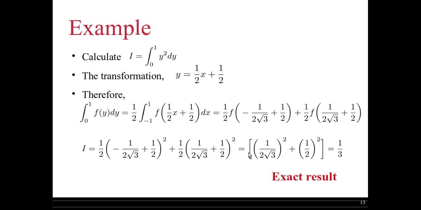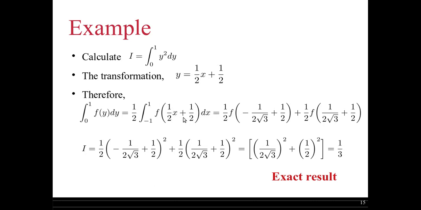It is very easy. So for example, let us calculate I equals the integral from 0 to 1, so this is not -1 to 1, this is 0 to 1, of y squared dy, so its answer is 1/3. It's very easy, but let us check with this transformation. For this case, (b-a)/2 is half, (b+a)/2 is half. So we put this transformation, y equals half x plus half. Therefore the integral from 0 to 1 of f(y) dy equals half, because (b-a)/2 should be here, and then instead of y I write half x plus half, dx.